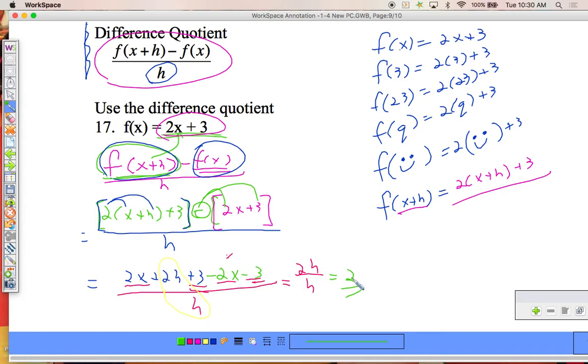So piece by piece, find me f of x plus h by plugging in x plus h. Then subtract the original function, divided by h. Clean up the inside, distribute the negative sign, and go from there. This f of x plus h is just as easy as f of 3 and f of 2 and f of a happy face, just like that. Same idea.